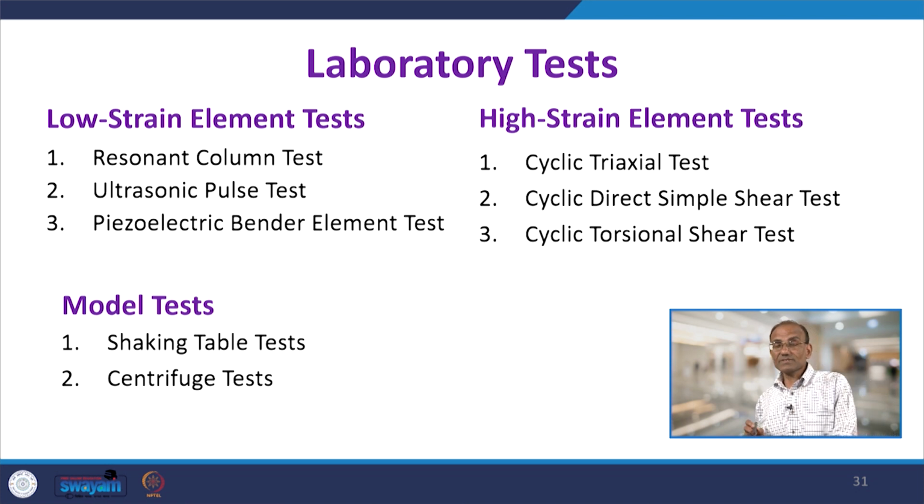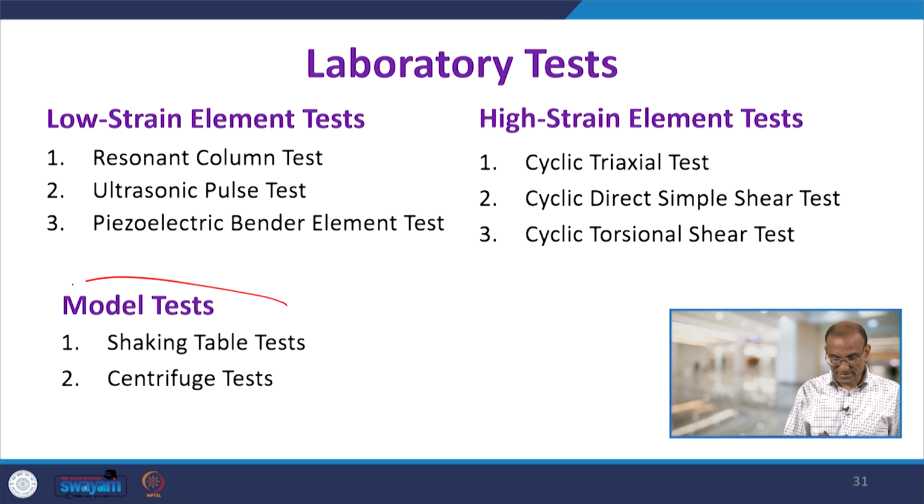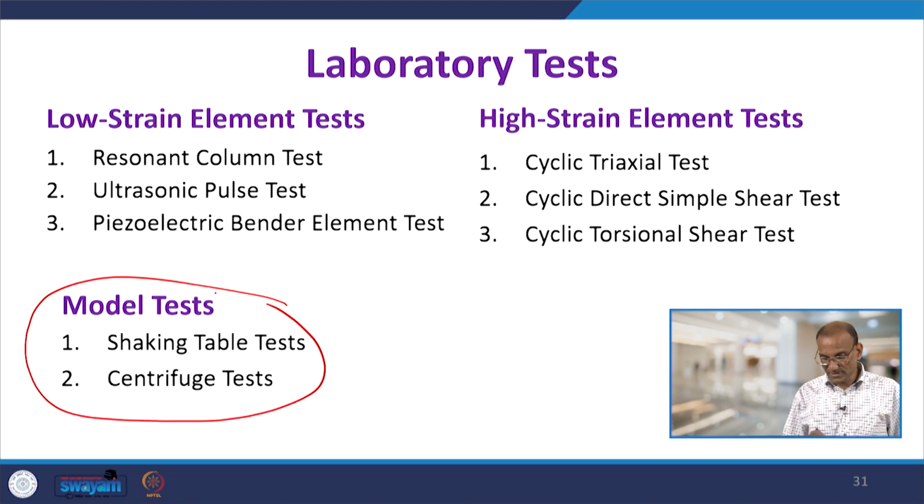So, this was the list of the field and laboratory tests, but then there are 2 model tests also discussed, which are shaking table test and centrifuge test. So, with this we are done with the third chapter of this module, and we will discuss tomorrow the last chapter of this module, which is on stress strain relationship.